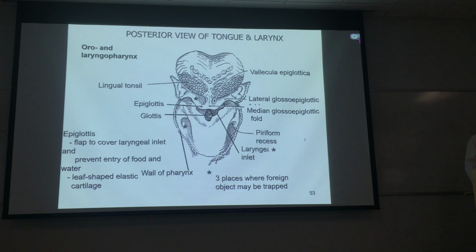Dr. Spears? Yes. So are you saying that the lateral glossoepiglottic fold is really more the vallecula? The fold's part of it, but it's the vallecula that are the lateral extensions. Well, vallecula epiglottica, excuse me. Okay.